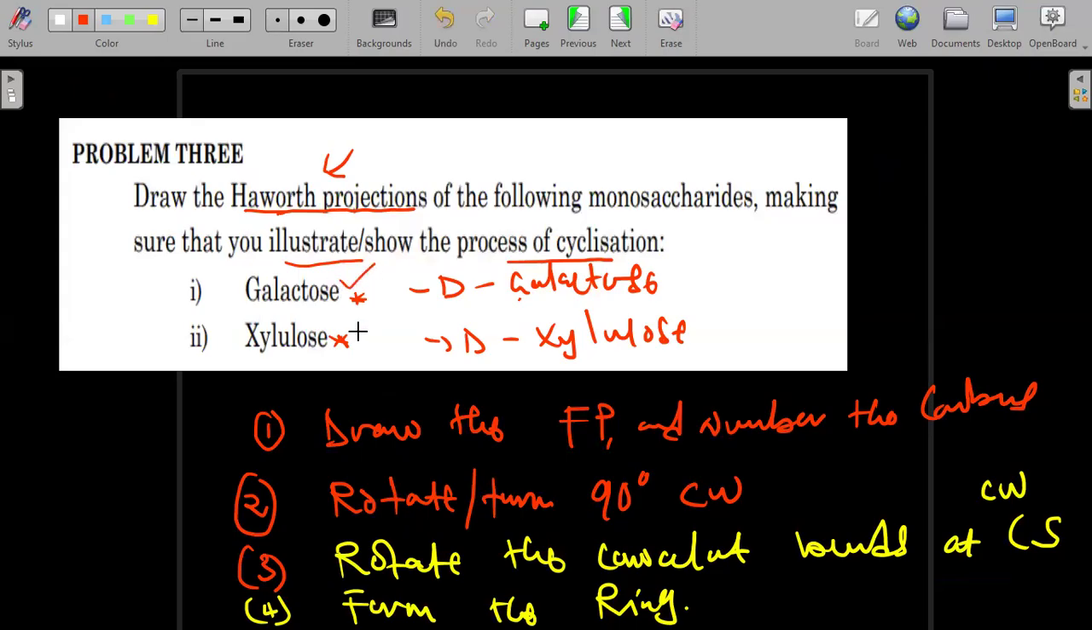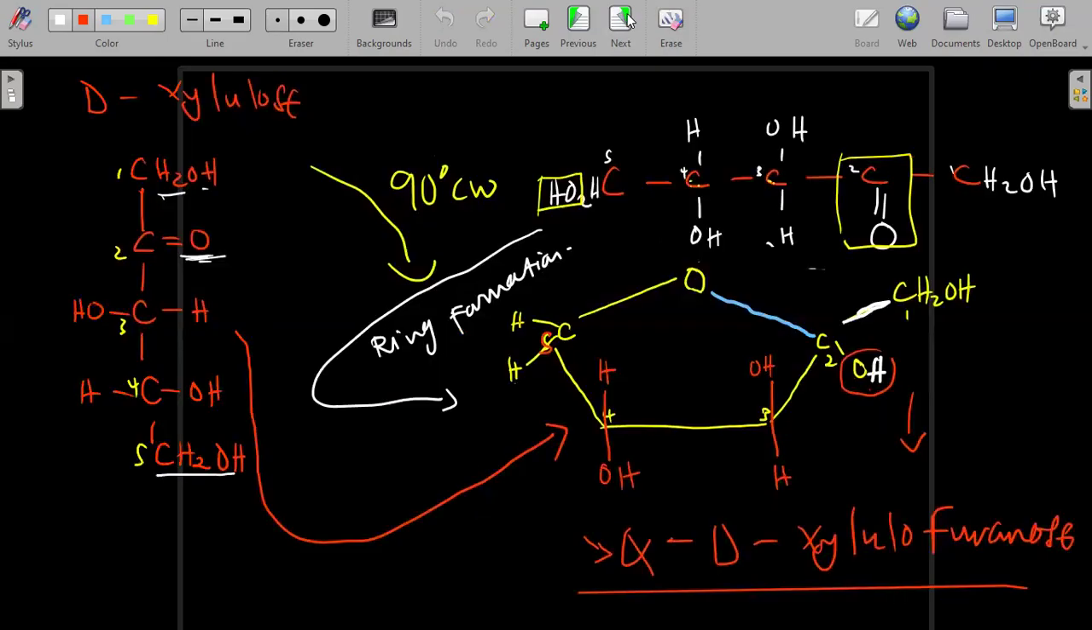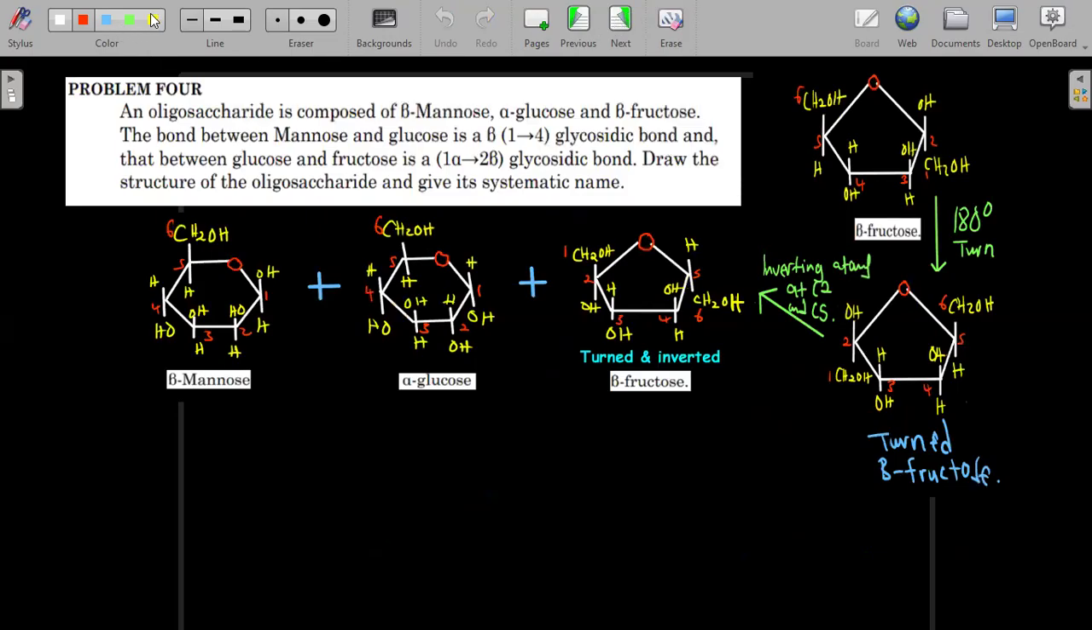We drew this one, we also drew this one. All right, so now let's go to question number 4. Question number 4, they're saying an oligosaccharide is composed of beta mannose, alpha glucose, and then beta fructose. The bond between mannose and glucose is a beta 1,4 glycosidic bond, and that between glucose and fructose is a 1 alpha to 2 beta glycosidic bond. Draw the structure of this oligosaccharide and give its systematic name.